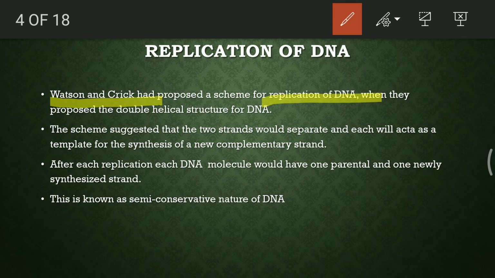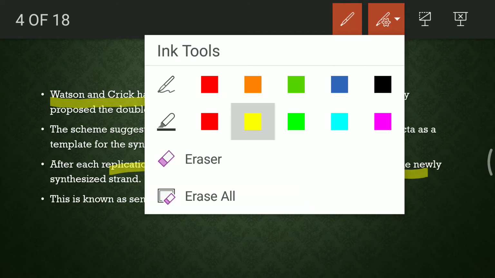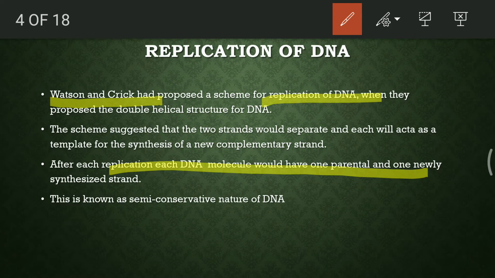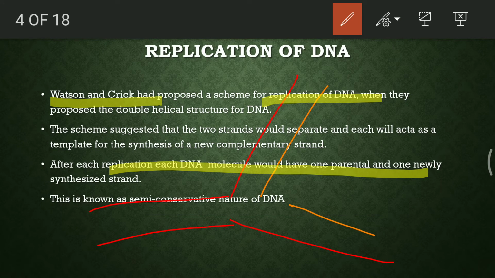Each of the parental strands will act like a template, and it will allow formation of a new complementary strand. After each replication, each DNA molecule would have one parental and one newly synthesized strand. This is what we have discussed, that if we are starting with, suppose, red colored strands and we want to replicate them, then the next will be some other color.